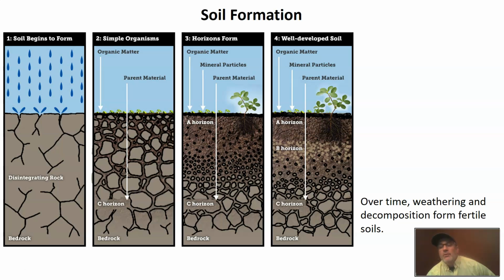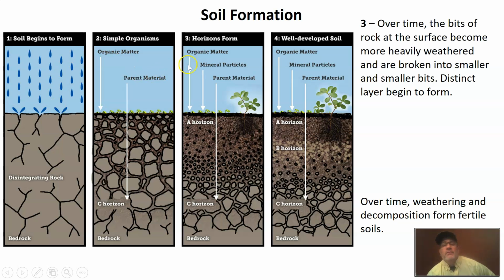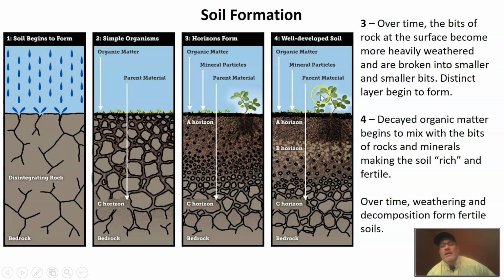Over time, we know that we're going to have these bits of rock at the surface. They're going to become more and more heavily weathered. They're going to get broken down into smaller and smaller grains. And then before you know it, we start to have these distinct layers that begin to form. Finally, as more and more plants are able to move in, more and more organic matter begins to be introduced to the soil, and more decomposers begin to live there, which makes our soil rich and fertile.